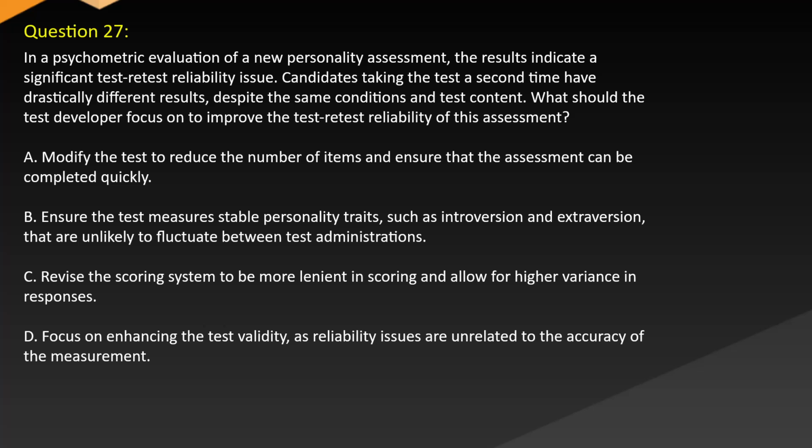A. Modify the test to reduce the number of items and ensure that the assessment can be completed quickly. B. Ensure the test measures stable personality traits, such as introversion and extroversion, that are unlikely to fluctuate between test administrations. C. Revise the scoring system to be more lenient in scoring and allow for higher variance in responses. D. Focus on enhancing the test validity as reliability issues are unrelated to accuracy of the measurement.